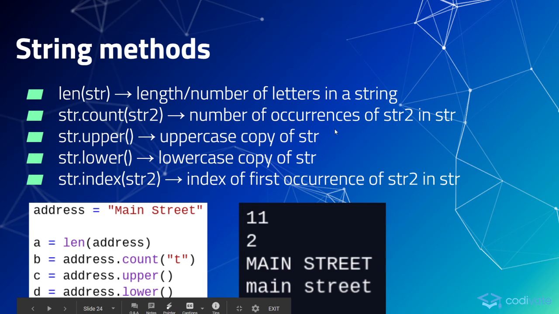Our last method is string.index(string 2). This will give us the index of the first occurrence of string 2 inside string 1. In our example, we are creating a variable called e, and we are assigning it address, which is Main Street, dot index of e. What we're doing here is finding the first index of e in address and assigning that to e. Let's find the first index of e. 0, 1, 2, 3, 4, 5, 6, 7, 8. And that is what is stored to e. Once we print that out, our result is correctly printed out as 8.